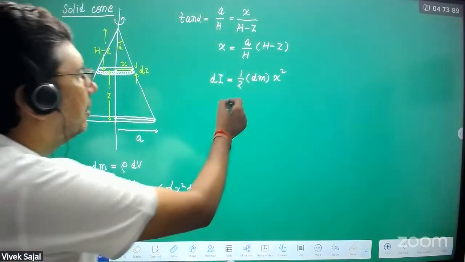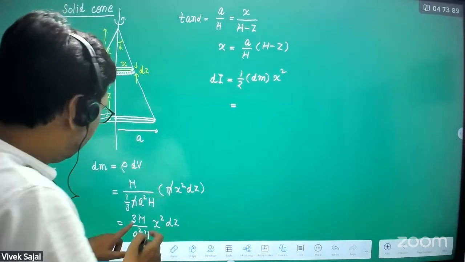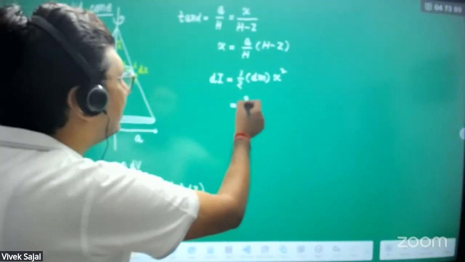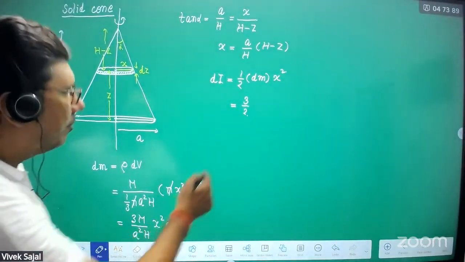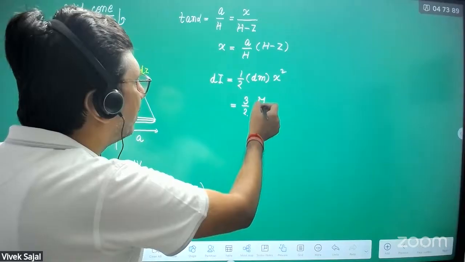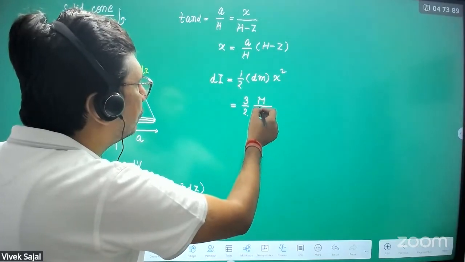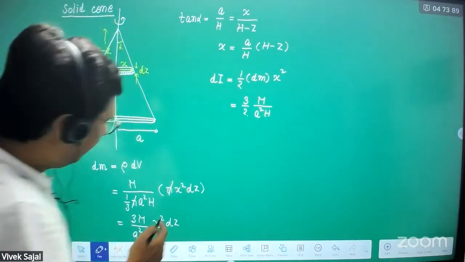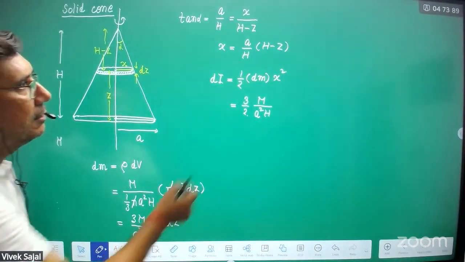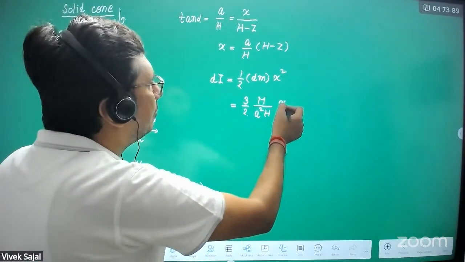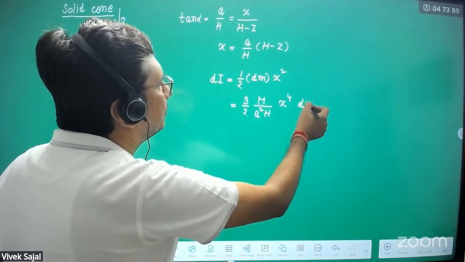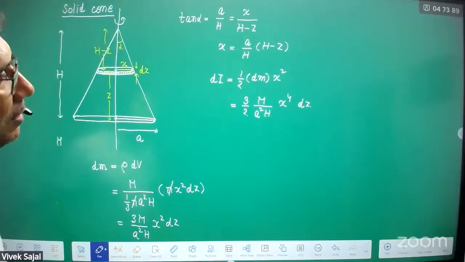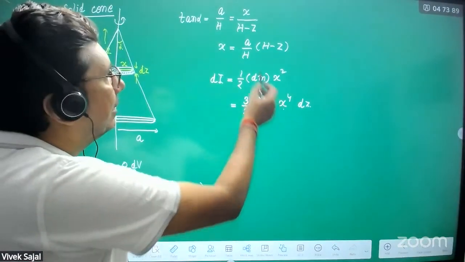So this will be 3/2 here. This will be m upon a square h. And this will be x square here. x square here. So this will be x to the power 4. And this will be dz. Now in place of x, write this one.